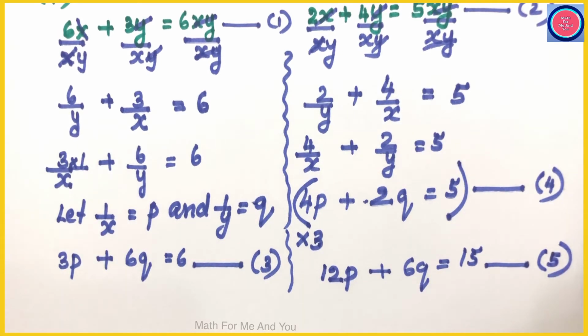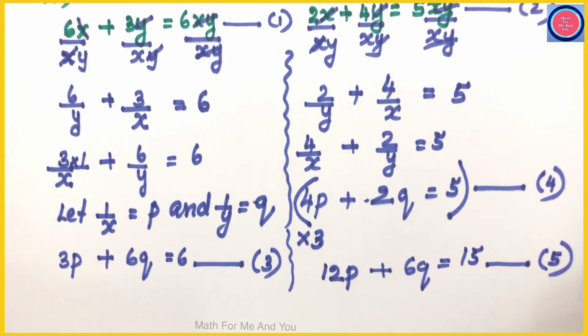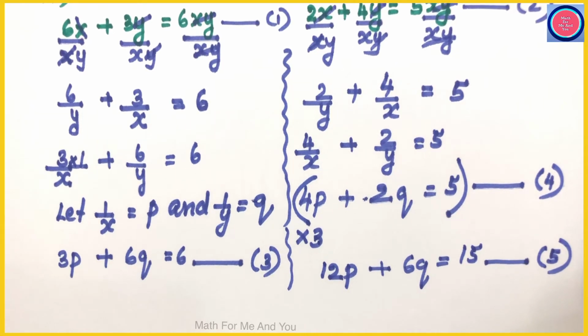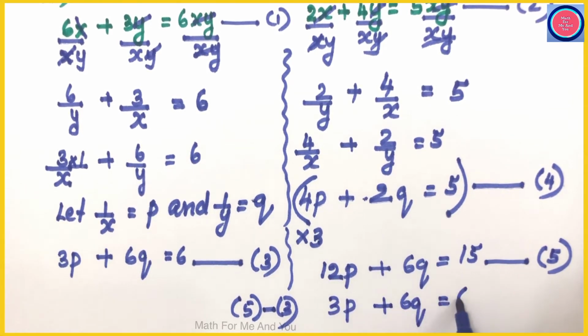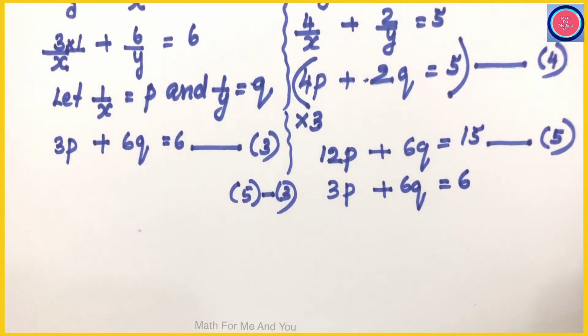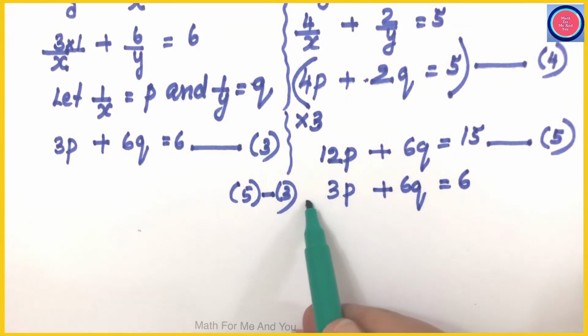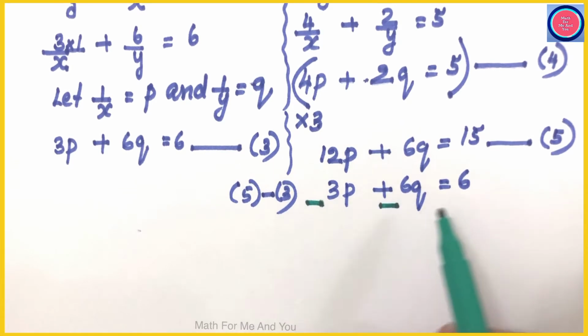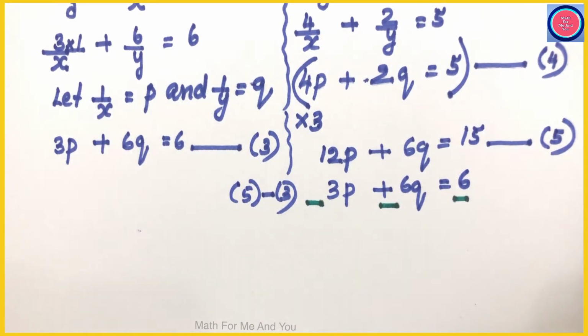Now we are going to eliminate q. How can we eliminate? Subtract. So you can do equation number 5 minus 3 or equation number 3 minus 5. It's up to you. I'm going to do equation number 5 minus 3. So just write equation 3 below equation number 5: 3p plus 6q equals 6. What are we going to do? We will subtract. That means the terms in equation number 3 we have to change with minus: minus 3p minus 6q and minus 6. Then find the answer.